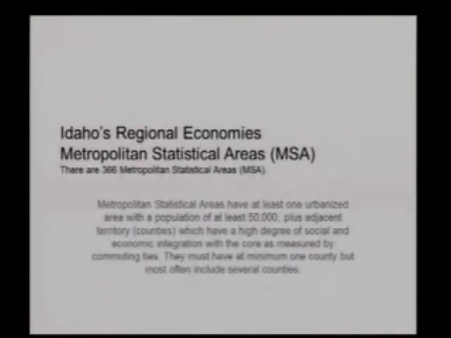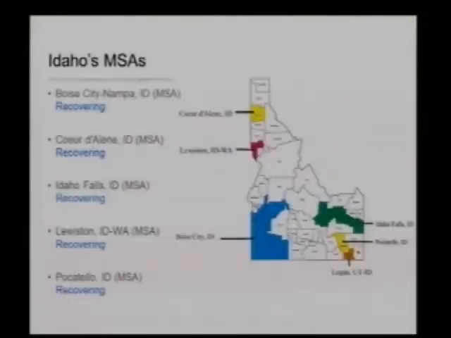Idaho's regional economy, the Metropolitan Statistical Area, there are approximately 366 MSAs. Metropolitan statistical areas have at least one urbanized area, I won't go into the definition of how they define that, with a population of at least 50,000 plus adjacent territory, which have a high degree of social and economic interaction with the core as measured by commuting ties. They must have at minimum one county, but often include several counties.